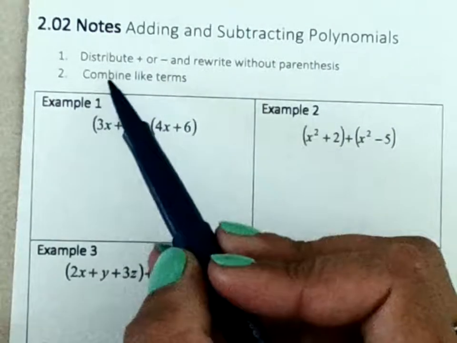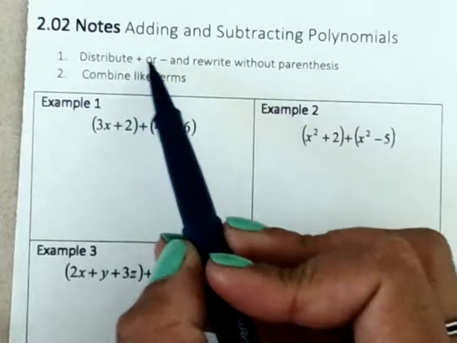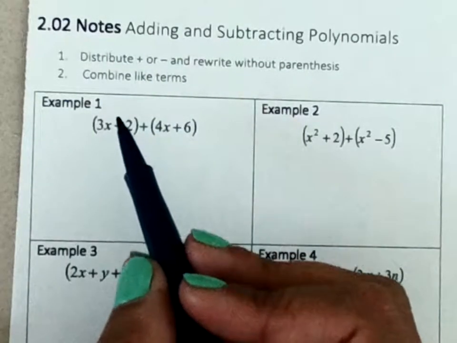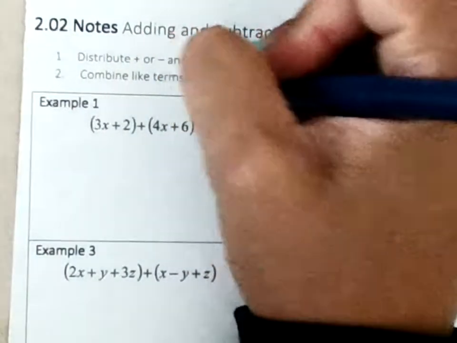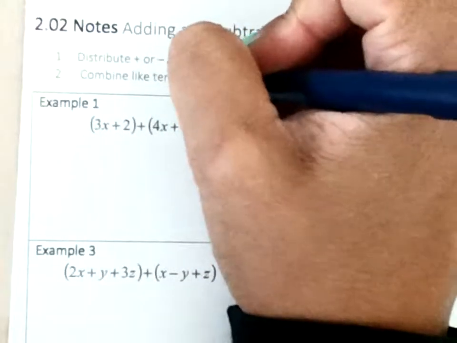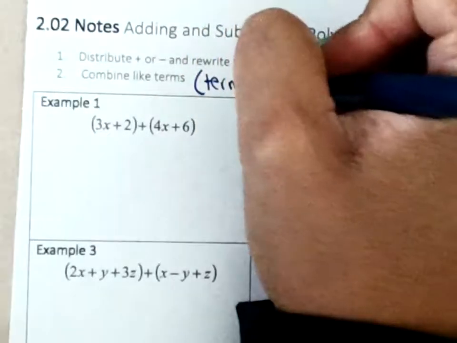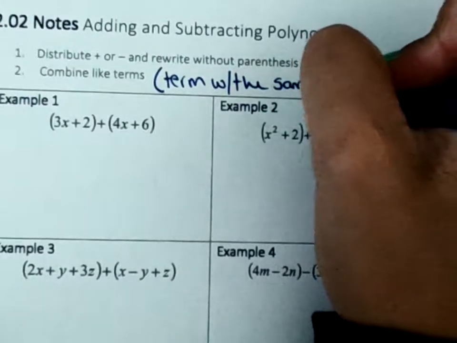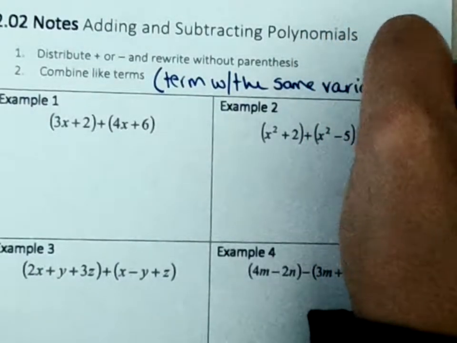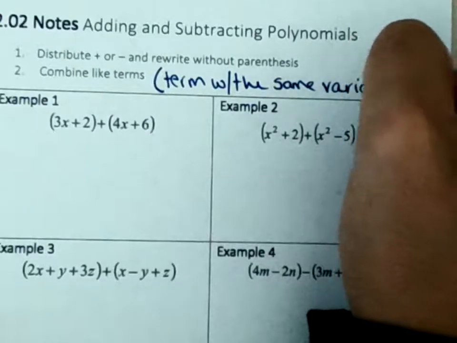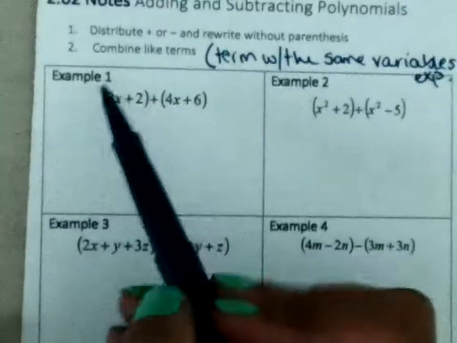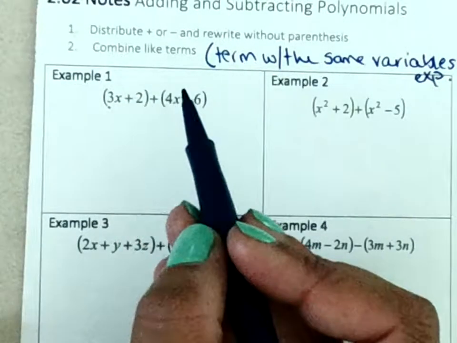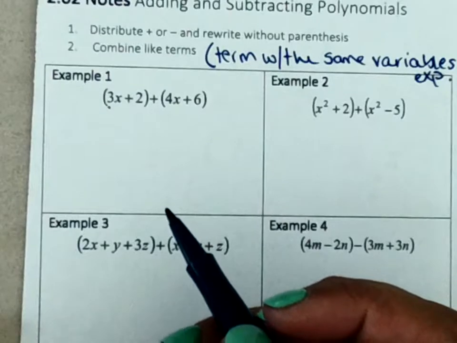When adding or subtracting polynomials, the first step is to distribute the positive or the negative sign and rewrite without parentheses. After that, we're going to combine like terms. Again, a like term is a term with the same variables and exponents. So for example, I know that 3x and 4x are like terms because they both have an x to the first power. 2 and 6 are like terms because they're both just numbers.